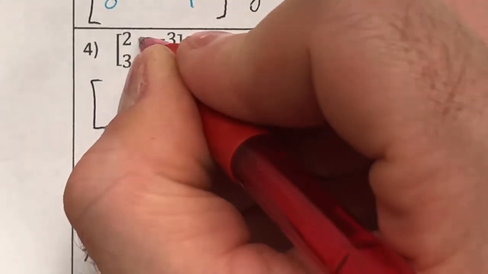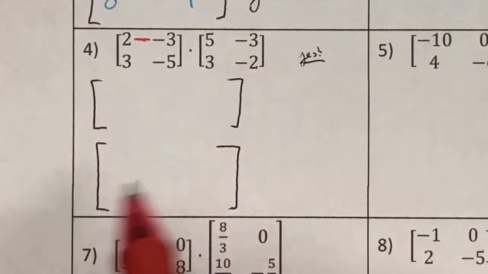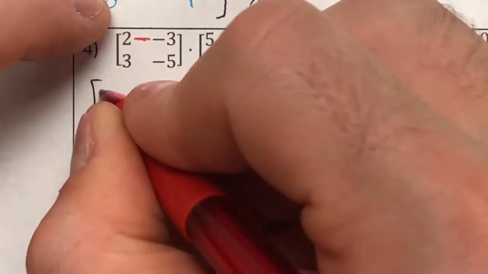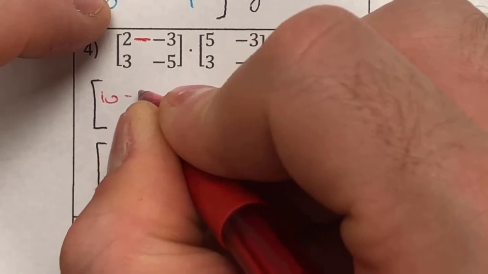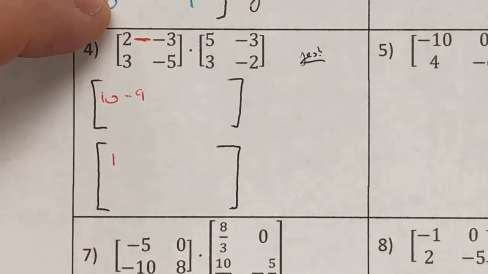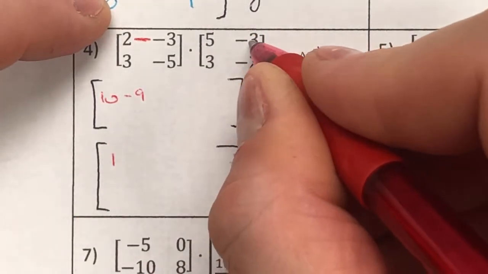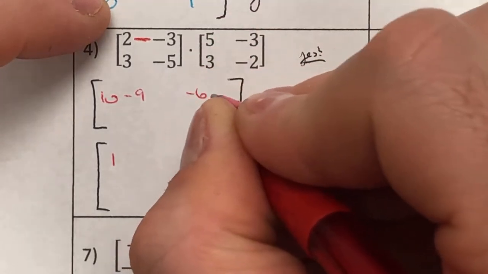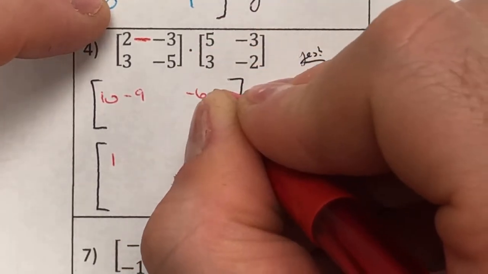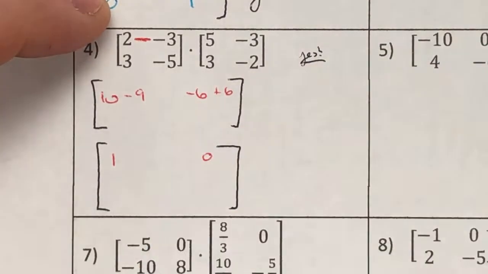So I'm going to find the dot product of the first row. So 2 times 5 is 10. -3 times 3 is -9. Times the second column. 2 times -3 is -6. -3 times -2 is 6.